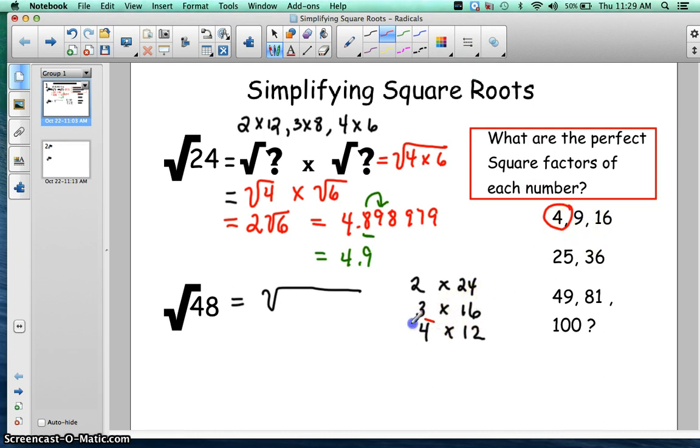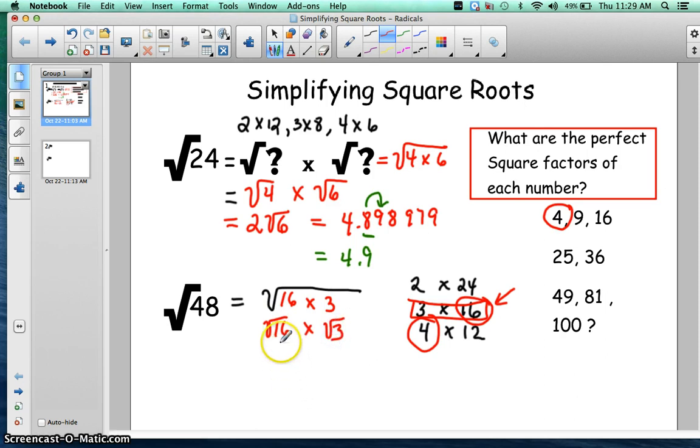Well, if you said that 4 is a perfect square, you're right. But guess what? 16 is also a perfect square. So what we want to do is use the largest perfect square possible. So we're going to use this factor pair, 16 times 3. So the square root of 48 is equal to the square root of 16 times 3, which is also equal to the square root of 16 times the square root of 3.